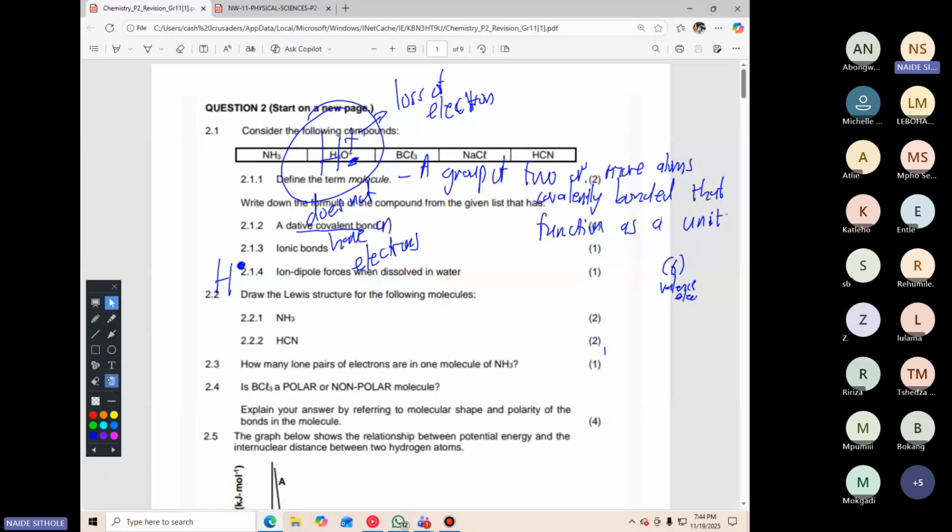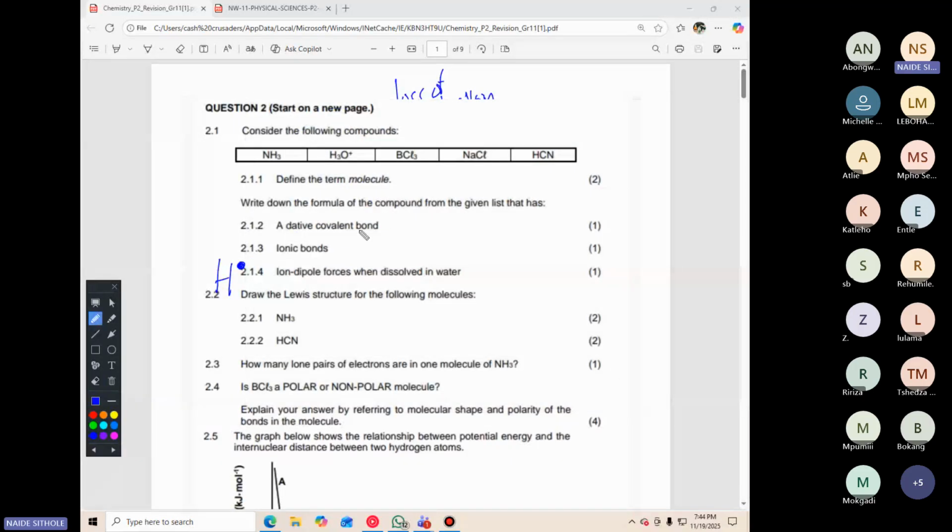Okay. Ionic bonds. Now, when we are talking about ionic bonds, if you have gone through the notes that I sent you already, you have seen what they've given as an example of what has ionic bonds. So it's sodium chloride. If it's ionic bonds, it's the one that has ion dipole forces again. Sodium chloride. Draw the Lewis structure for the following molecules, NH3.